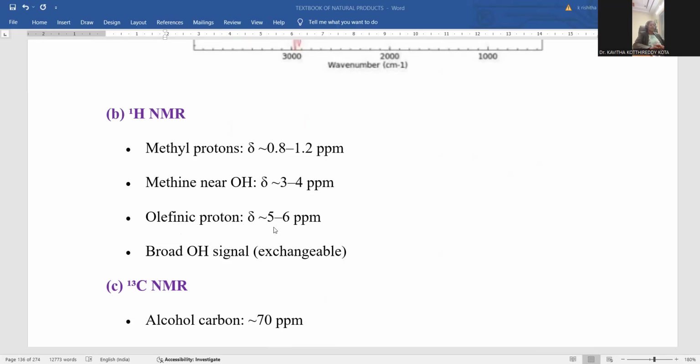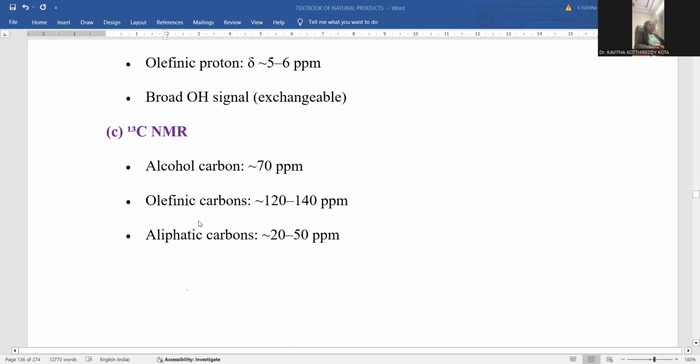The olefinic cyclohexene proton will be there, right? That is able to give the distinctive peak at 5 to 6 ppm. The OH group will give a broad peak and is exchangeable. Deuterium exchange is possible, which indicates either the presence of OH or NH2. Here, the molecular formula is related to oxygen, so it indicates the presence, the confirmation, of hydroxyl functionality within the molecule by this proton NMR.